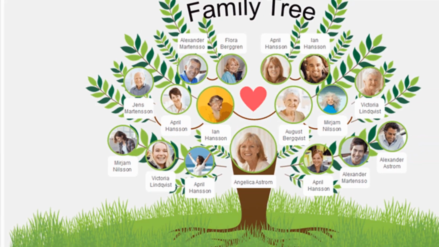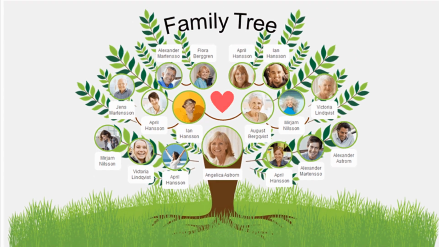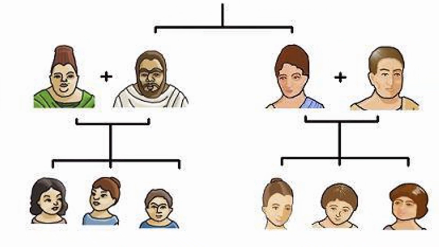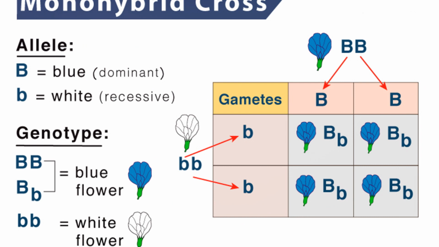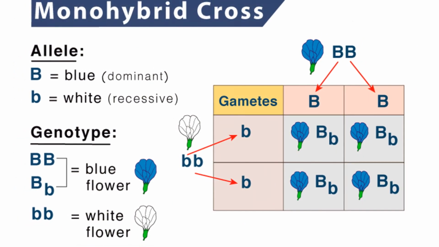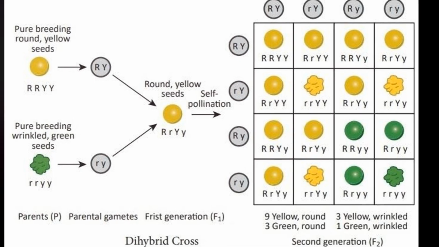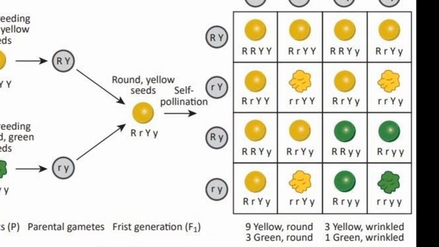Now onto the grand stage of inheritance. Picture a family tree, but instead of names, it's filled with traits. This is the concept of inheritance in a nutshell. It's like a genetic lottery where alleles, versions of genes, are shuffled and dealt to offspring. Inheritance can be as simple as a monohybrid cross where a single trait is considered, or as complex as a dihybrid cross, involving two traits.